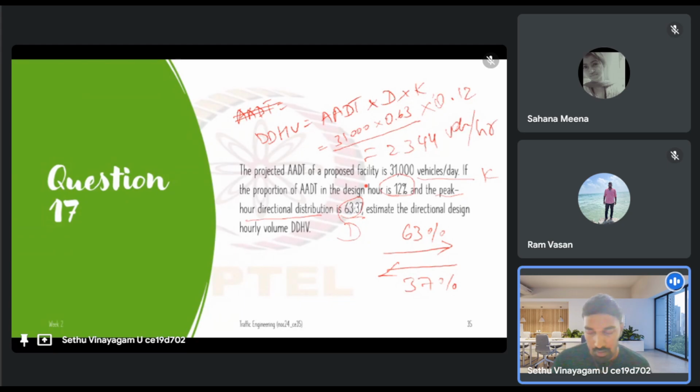So this is the directional design hourly volume. We design for this volume. Our capacities should be able to accommodate 2344 vehicles per hour. So that's our design hourly volume. Okay, any questions? No, sir. Okay.